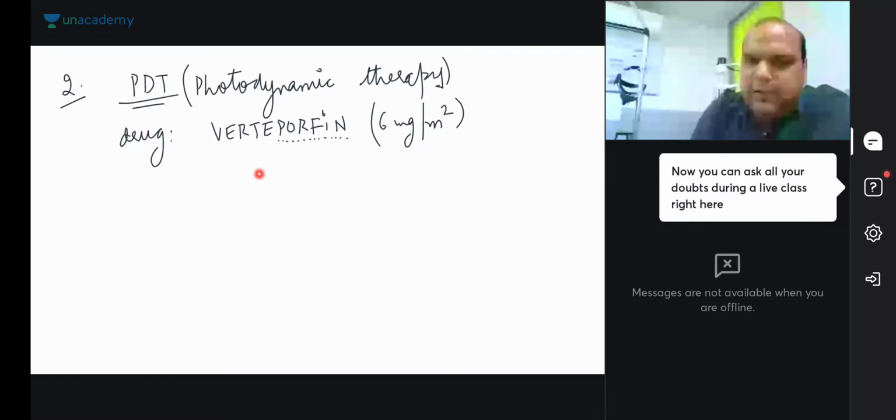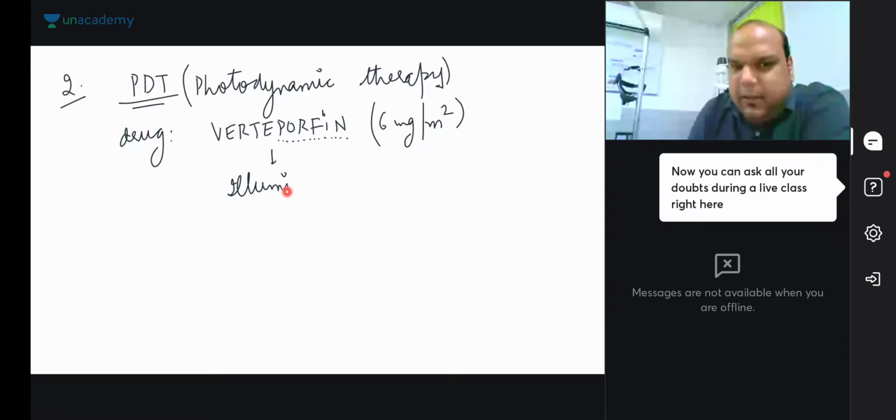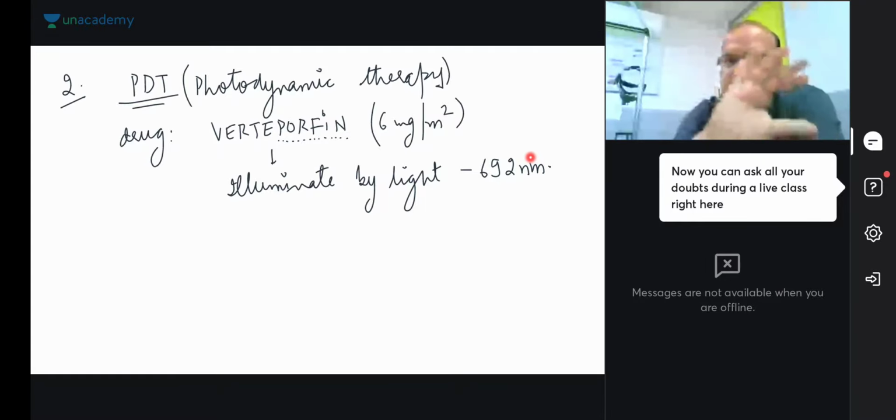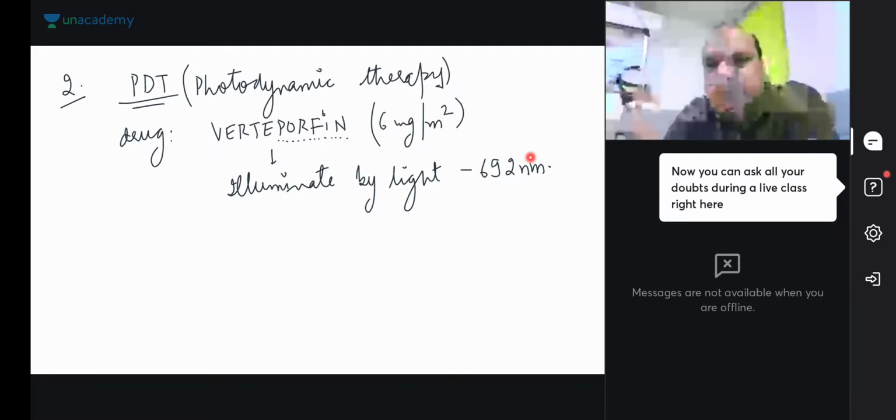And then we illuminate. We first give the drug, then we illuminate with light. The wavelength of light is 692 nanometers. This will polymerize, this will change form, and this will lead to the treatment. That's the simple thing that you want to understand. This question has not been asked in terms of which drug is used in PDT. I don't think they will go deeper than this, so that is what I'm restricting myself to for PDT. The drug is verteporfin and it is activated by illuminating light.